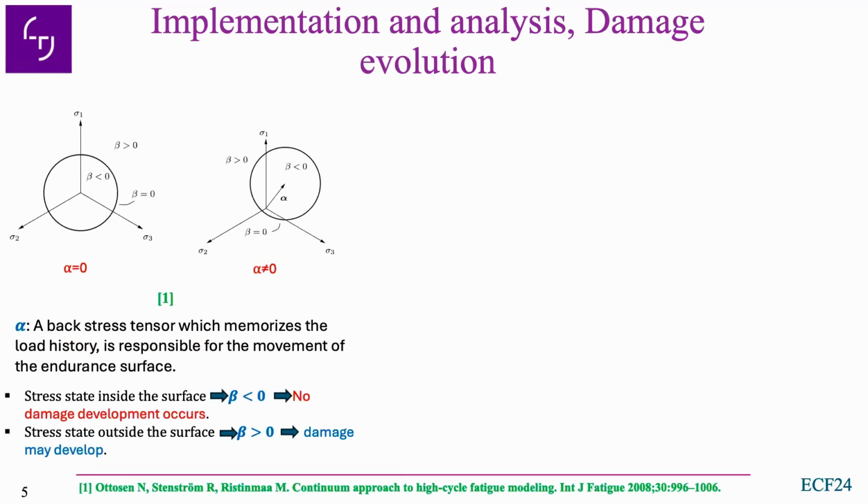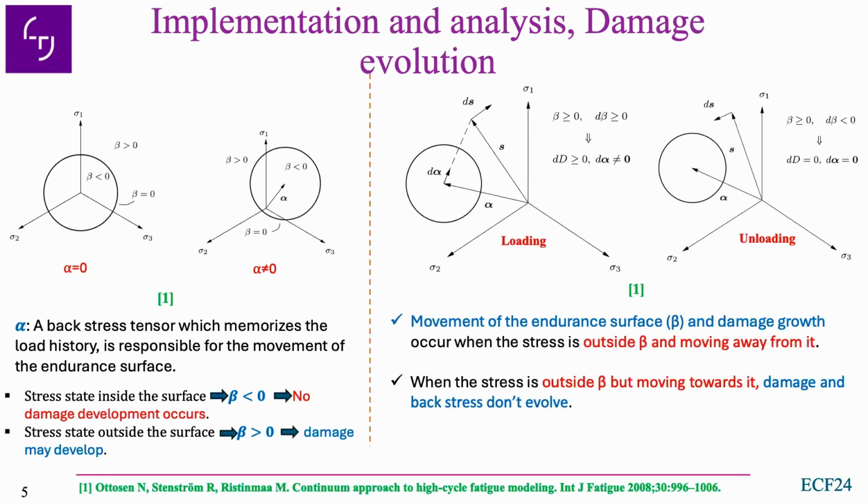In this method, as I said before, there is an endurance surface. As you can see, beta is the endurance surface, and alpha means the back stress tensor, which memorizes the load history and is responsible for movement of the endurance surface. If the stress state is inside the surface, beta is less than 0, so no damage development occurs. While if the stress state is outside the surface, beta is bigger than 0 and damage may develop. It is an essential rule to develop the damage, but it is not enough.